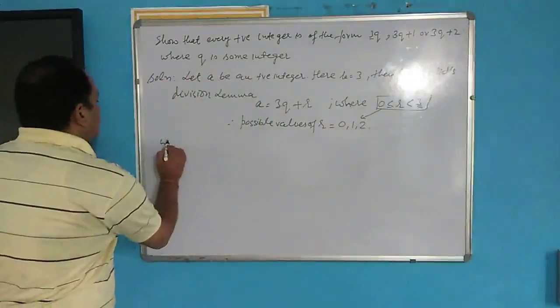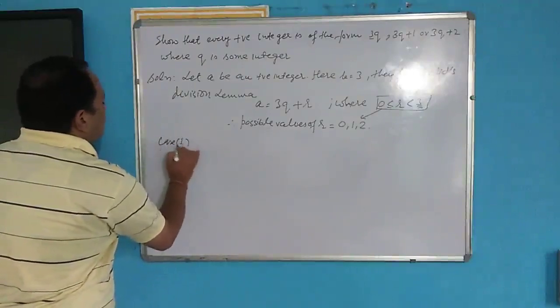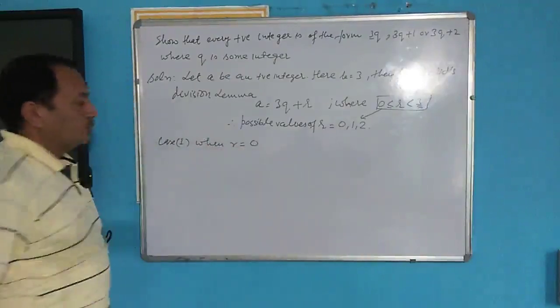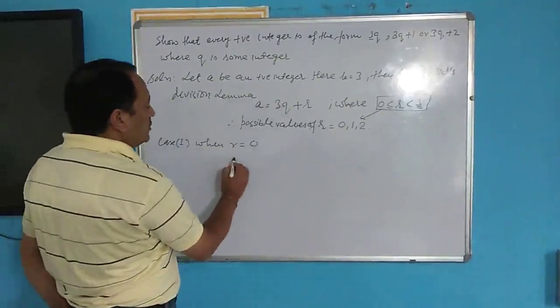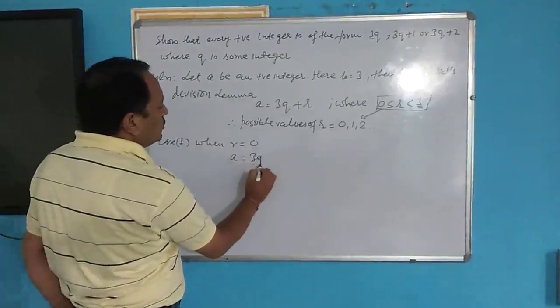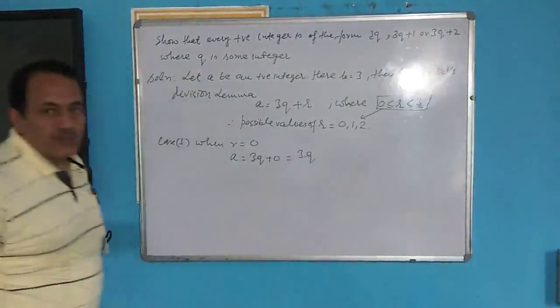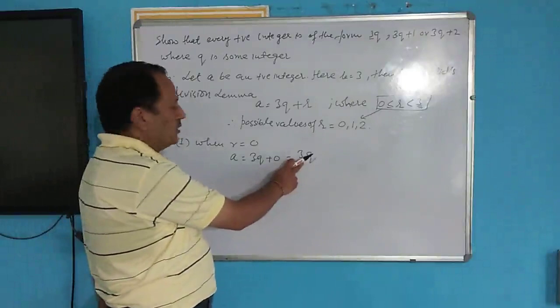So now we will take first case, when r is equal to 0. We will put r equal to 0 in this equation, then a is equal to 3q plus 0, or it is equal to 3q. So this is the first positive integer form.